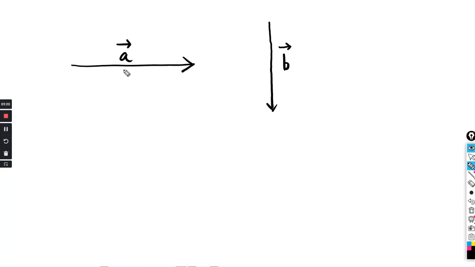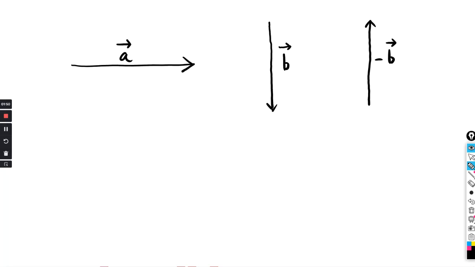So let's say you have two vectors here, A and B, and you want to use the triangle method to do A minus B. Okay, you need the negative version of vector B in order to subtract it. So you just take the exact same vector and reverse the arrowhead. So if this is B, then negative B would be the same thing with the arrowhead on the opposite side.